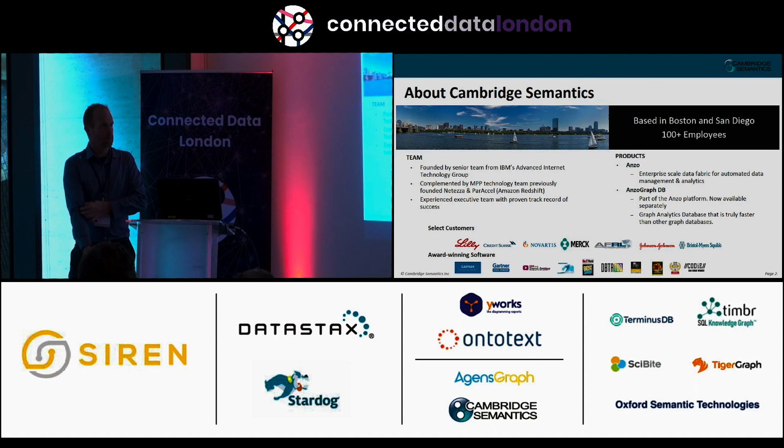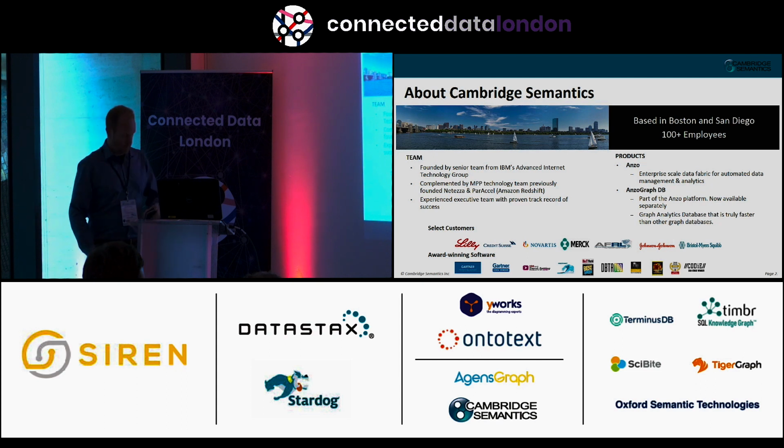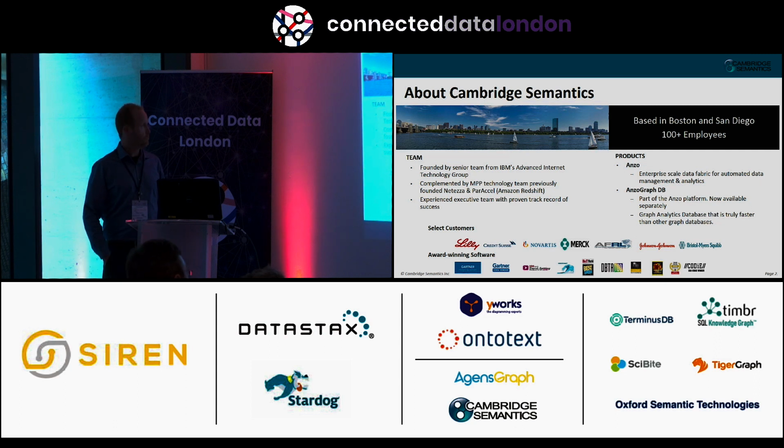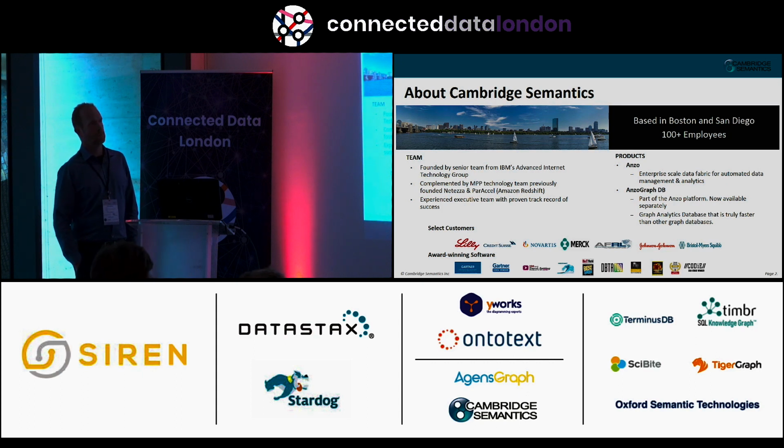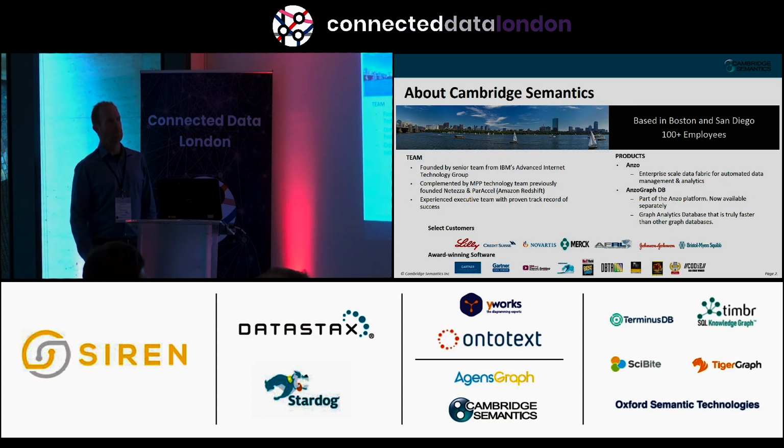The foundation of our team is two core technology groups: a team that came out of IBM's Advanced Internet Group, and another team which were the founders and the technology people behind Netezza. They built Netezza and then sold it to IBM, and then after that they did PowerXL, and that's the underlying technology behind Redshift. So, people who can really deal with scale and speed and enterprise grade performance.